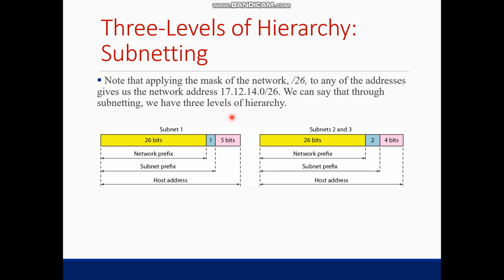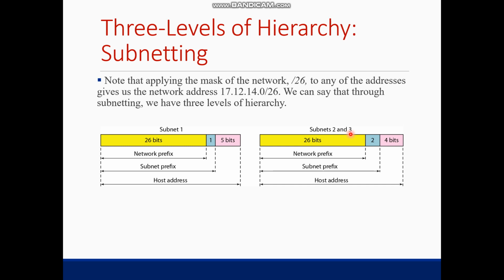So in this 3-level hierarchy, the first subnet has 26 plus 1, which recognizes the subnet prefix, and this one is the network prefix, which was 26. When we add 1, it's going to be the first subnet, which was 27. So 32 minus 5 is going to be 27 for the second subnet.